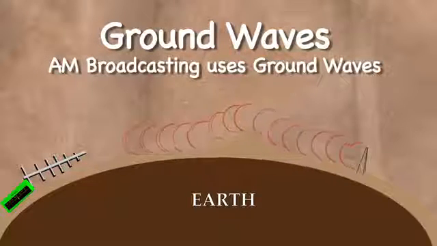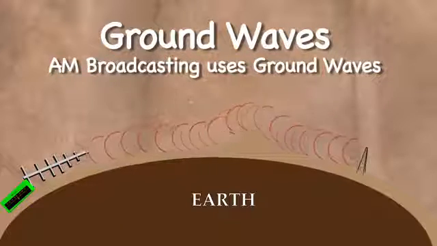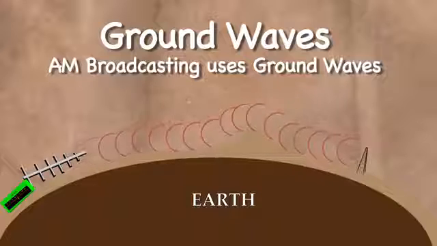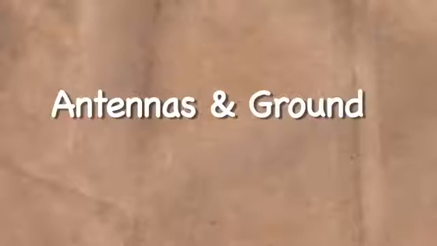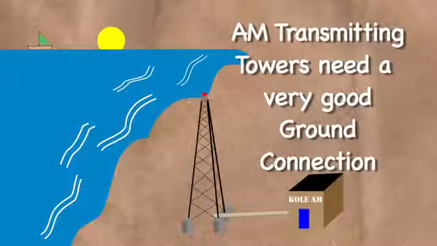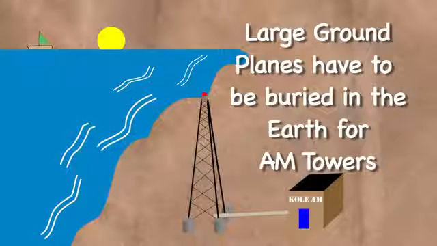Surface waves, also called ground waves, are in effect for AM broadcasting. This is where the radio waves follow the curvature of the Earth and are capable of traveling great distances. This only works with low-frequency radio waves, up to about 3 megahertz. Often you'll see AM towers at the water's edge on a lake or bay. The moist ground and the nearby water makes for a very conductive ground plane, which is important for AM broadcasting. Low frequencies tend to follow the curvature of the Earth as they travel, so a low resistance connection to the Earth is very important at the transmitter site.